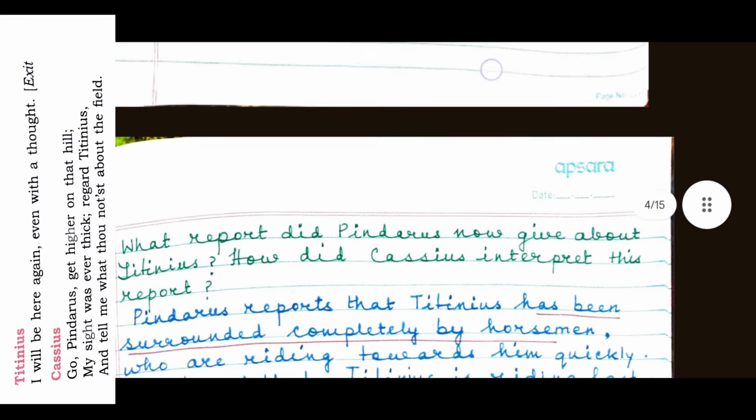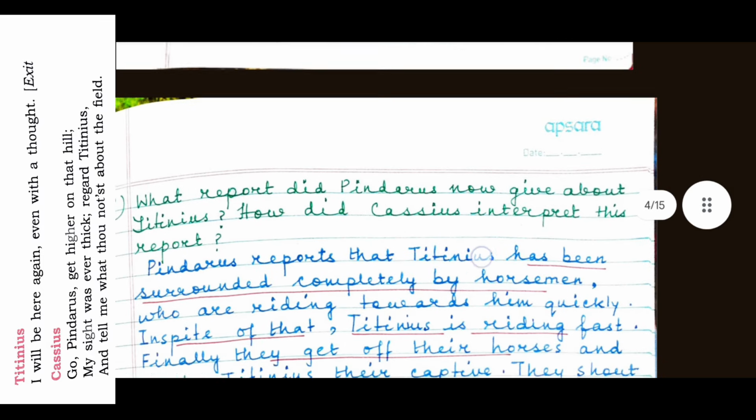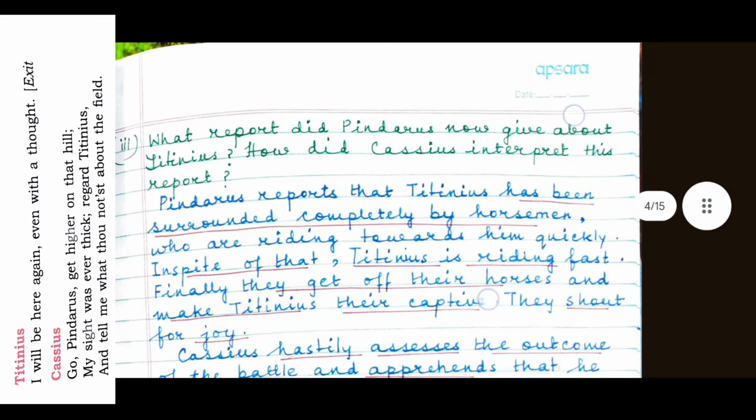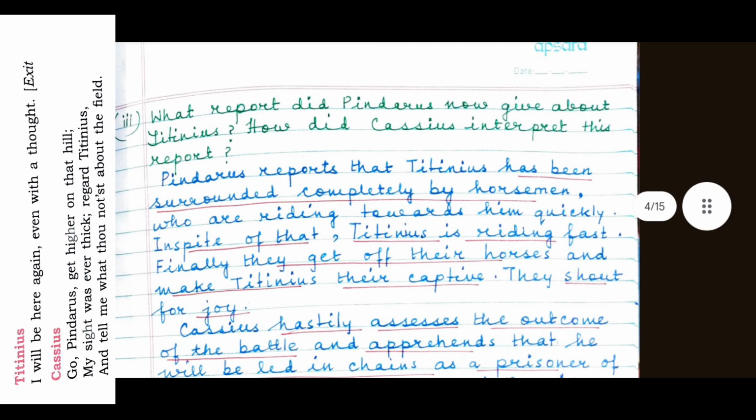Question number 3, very quickly. What report did Pindarus now give about Titinius? Pindarus reports that Titinius has been surrounded completely by horsemen who are riding towards him quickly. In spite of that, Titinius is riding fast. Finally, they get off their horses and make Titinius their captive. They shout for joy. And how did Cassius interpret this report?